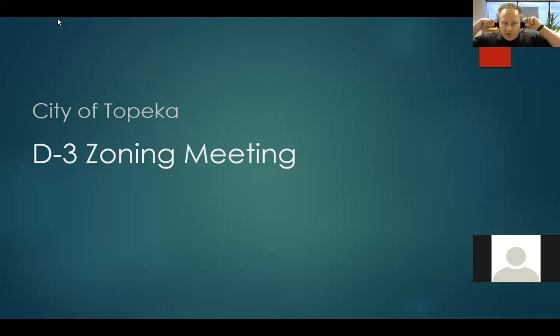My name is Dan Warner. I'm with the Planning and Development Department. This meeting is for D3 zoning. To talk about that, this is for what is known in our downtown plan as the River South District. There are other D3 properties, but we're going to go to them separately. We just wanted to start with this neighborhood first with these meetings.